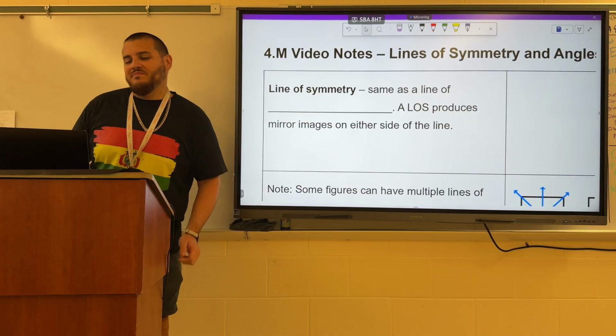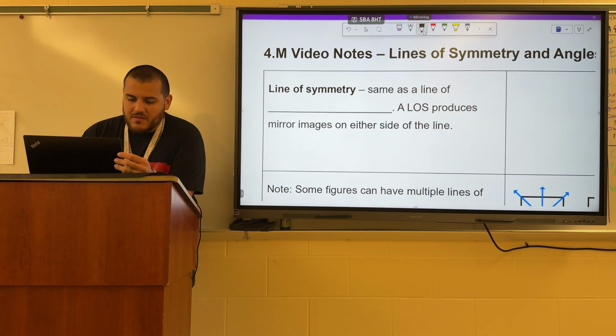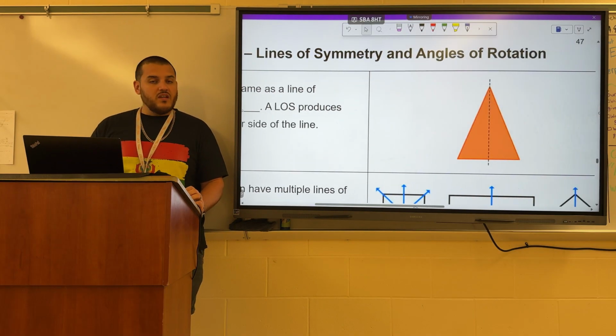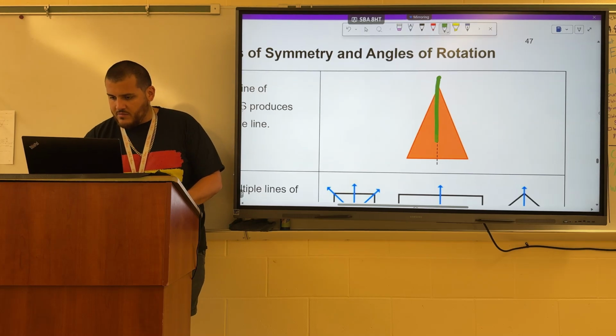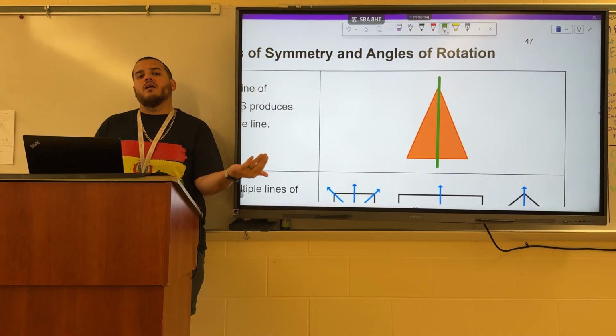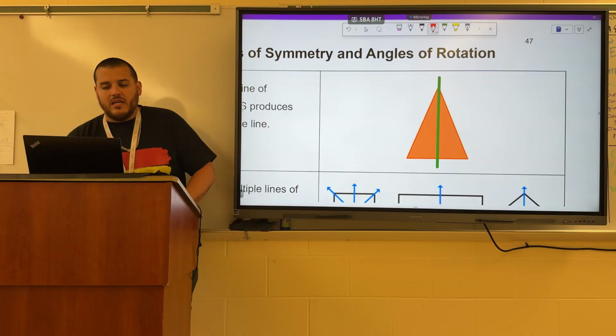Let's get into it. First, we're going to discuss a line of symmetry, and this is the same thing as a line of reflection on a graph. It just exists when we're not on a graph. For example, this figure here, that dotted line that you may not have a good time seeing, that line right there is a line of symmetry because I have mirror images on either side of it. And hopefully you see the similarities between that and a line of reflection.